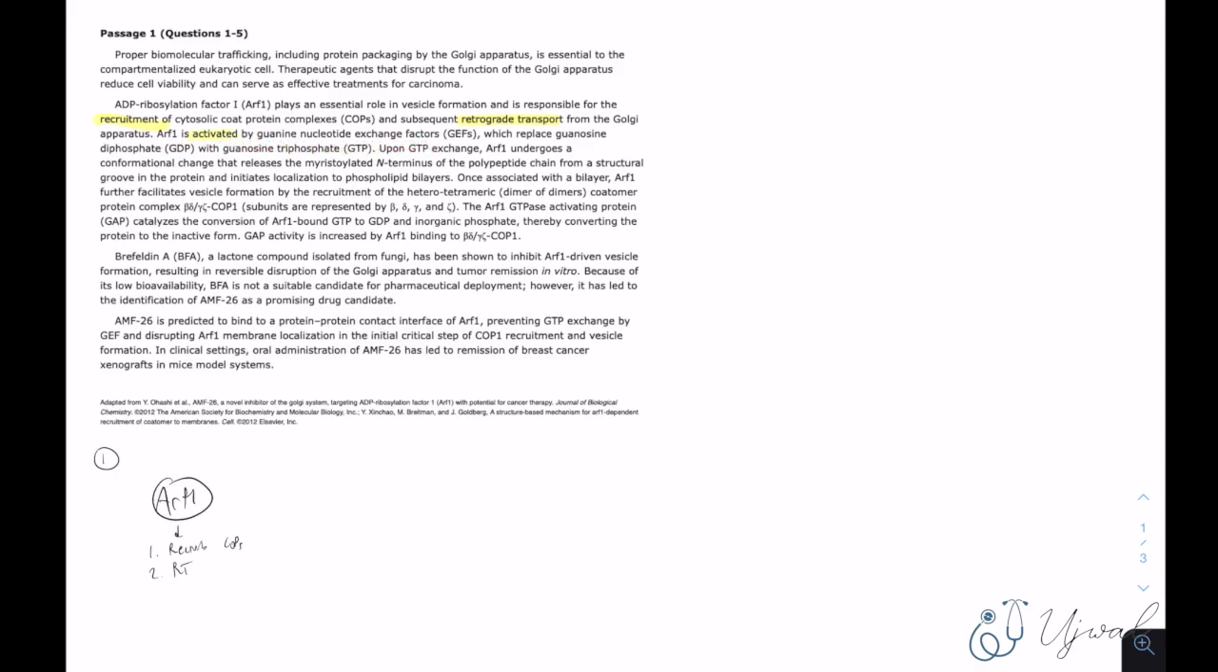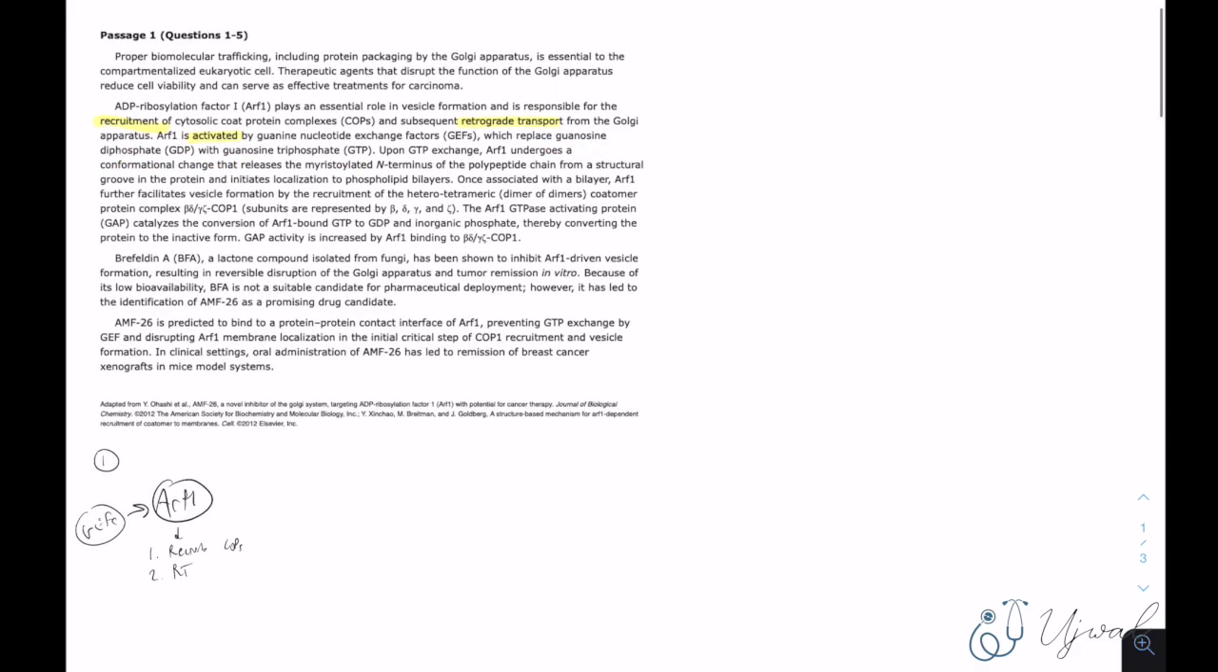All right, so we got the keyword activated right there. And so how am I going to represent that? So we got GEF factors. An arrow is going to directly indicate to me that that is activating that molecule. But how does it do it? Replace guanosine diphosphate, GDP, right here, with guanosine triphosphate, GTP. Okay, so now I need to represent what's going on.